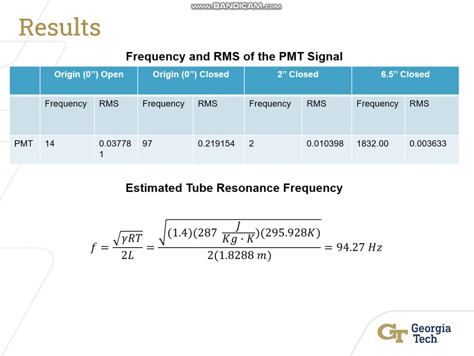And this equation here is the estimated tube resonance frequency. The equation for this is F equals the square root of gamma R T over 2L, where gamma is equal to 1.4, R is the gas constant equal to 287, and T is the temperature of the room on the day of the experiment, which converted from Fahrenheit is around 295.9 Kelvin, and L is the length of the Rijke tube itself. Computing this gives us an estimate of about 94.27 Hertz.